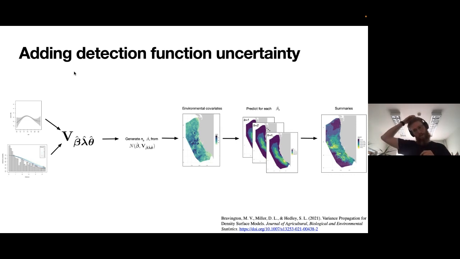So myself, along with Mark Bravington and Sharon Headley, finally got this paper published last year on variance propagation. The idea there is we'll take the uncertainty that we know about the detection function and glue it into the variance covariance matrix for the spatial model. The way we do that is we add in a random effect that has variance that is derived from the detection function. So we effectively just glue another component into that big variance covariance matrix. Then when we generate samples, make predictions, and then make the summaries, that detection function uncertainty is already baked in to what's there.